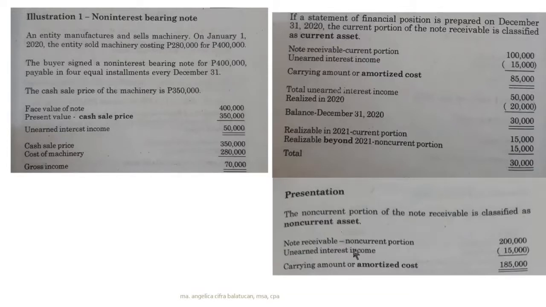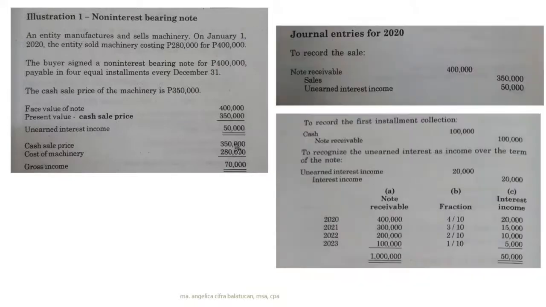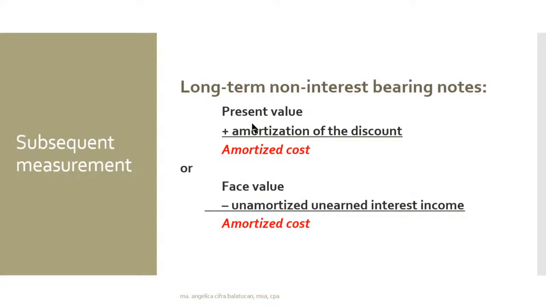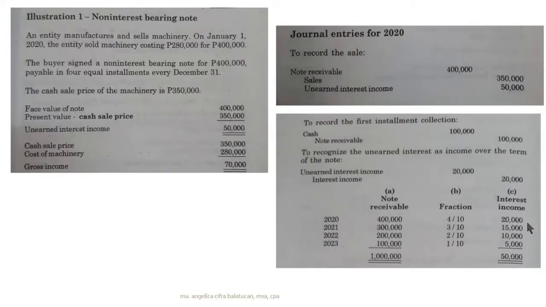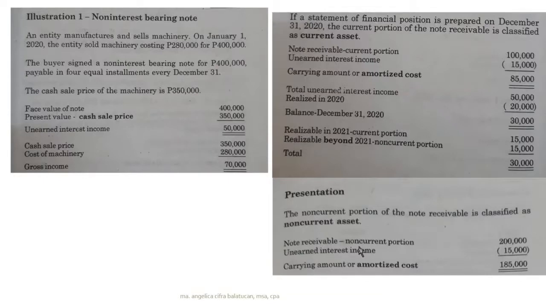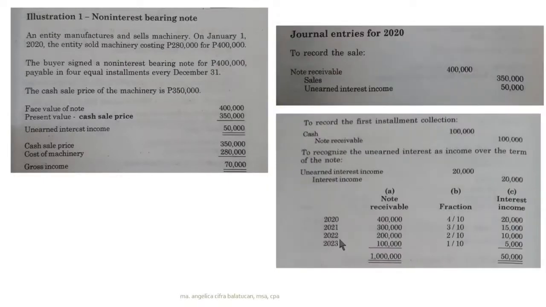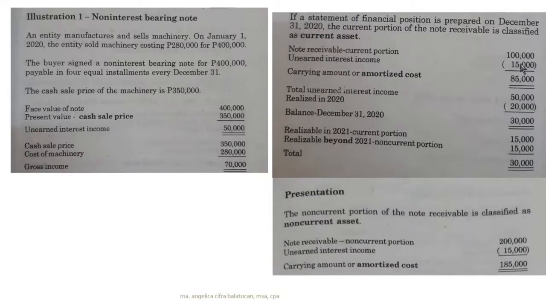How do we present this one? How do we present the non-interest bearing notes? You have the face amount of 200,000 and deduct the unearned interest income balance. That is 15,000. Remember, how do we present subsequently? Let's go back here. Two ways: present value plus amortization of the discount. And what is being used here in the presentation is the face value and the unamortized interest income, the remainder that has not yet been amortized. So this is the unamortized 15. This is not from that 15,000 of 2021. It is not that. Okay, that refers to the non-current portion, which is the last 2 years in the future. So it comes first as 15,000, and that is the one for next year, the 15.